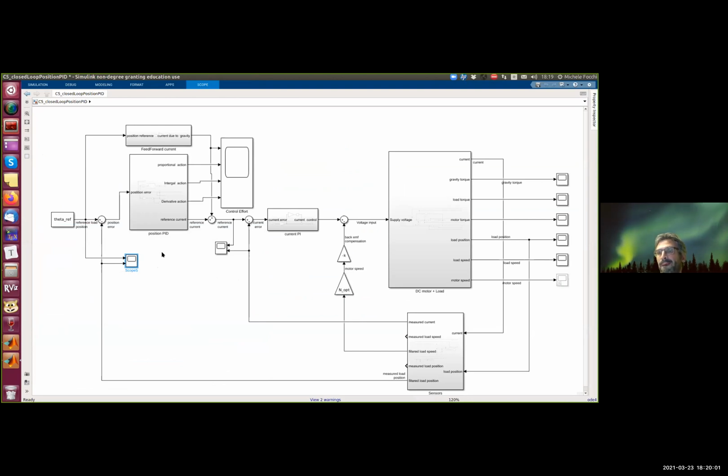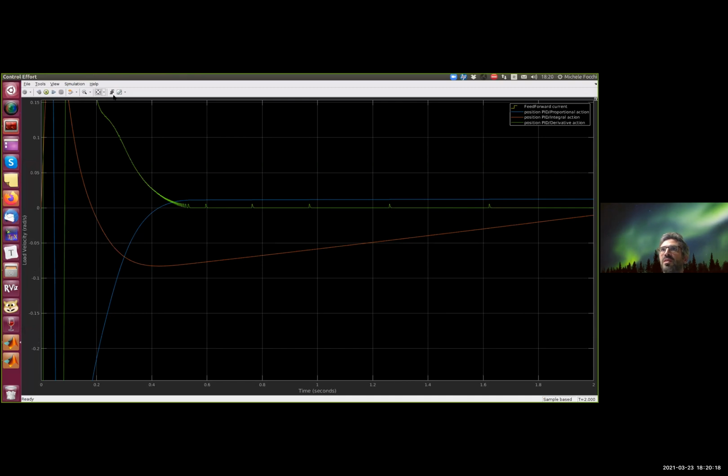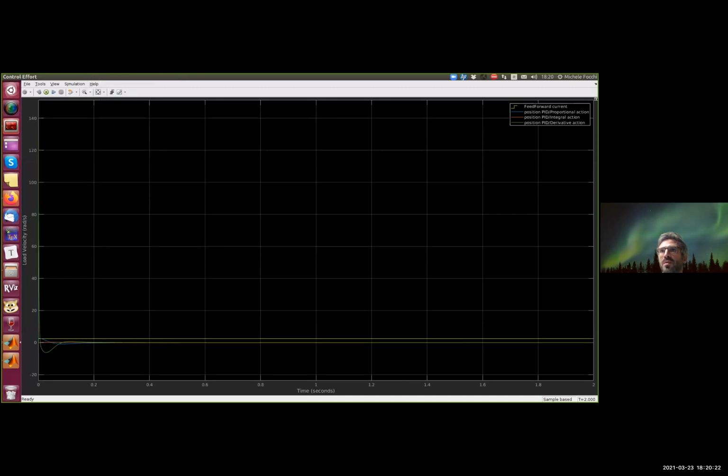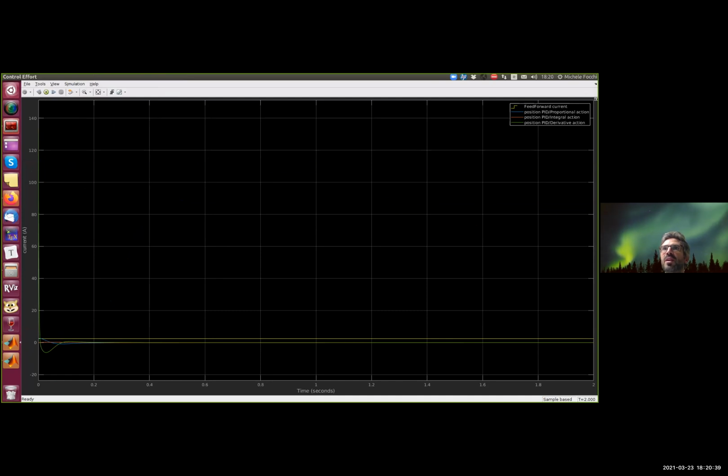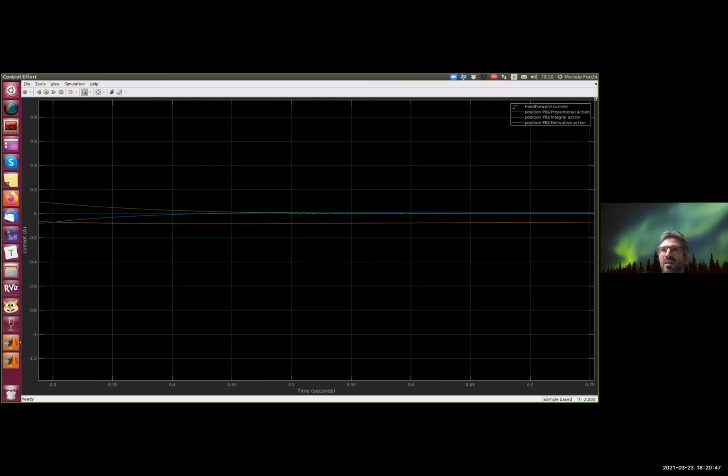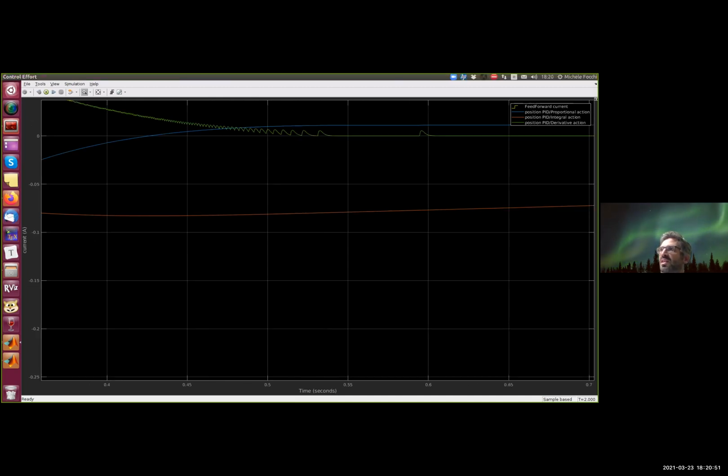Okay? We cannot have both things with this kind of approach. That is a position PID loop and an inner current loop. These are the control actions. And again, we see that we have a very, very high, again, this is current, a very high derivative action. At the beginning, this is the derivative action. We have an integral action. And the integral action will be non-zero at the end because it needs to compensate for the steady state error to make it 0, while the proportional action also is not 0.